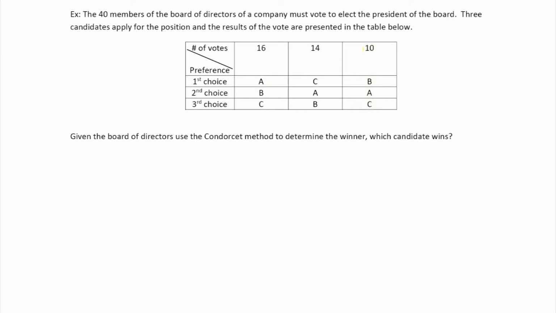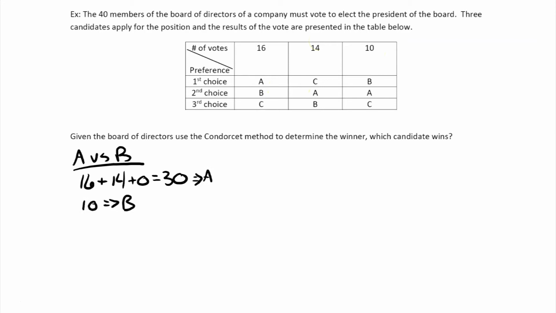First thing we're going to do is see how option A did versus option B. Looking at this first ballot, we see that we've got 16 people who voted A over B. So those 16 people preferred A. In the second column, there are 14 people, and here again, even though A was their second choice, they still ranked it higher than B. So from that second column, there are 14 voters who still preferred A to B. Looking at the third column, we can see that B is ranked higher than A, so none of those voters preferred A to B. So in the A versus B battle, A got 30 votes and B only got 10 votes. Therefore, we can say that A versus B, A wins.